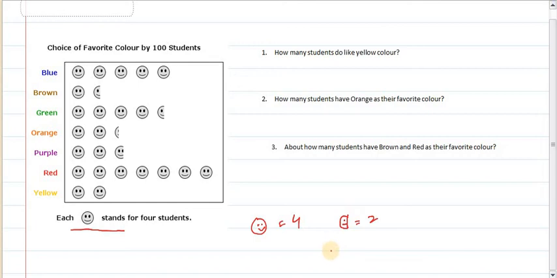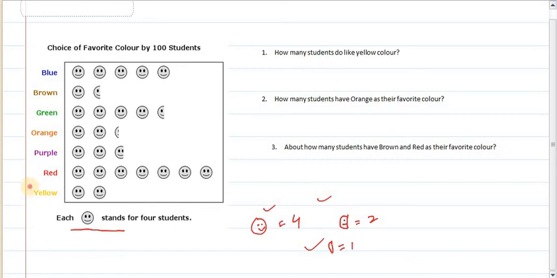And if we have the quarter smiley, half of half, that is going to be 1. So this key was given here, and we elaborated it according to the pictograph, so wherever we need, we can use it. So let's look at the questions now. How many students like yellow color?